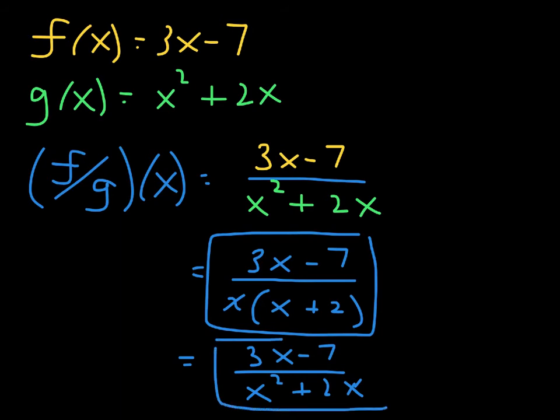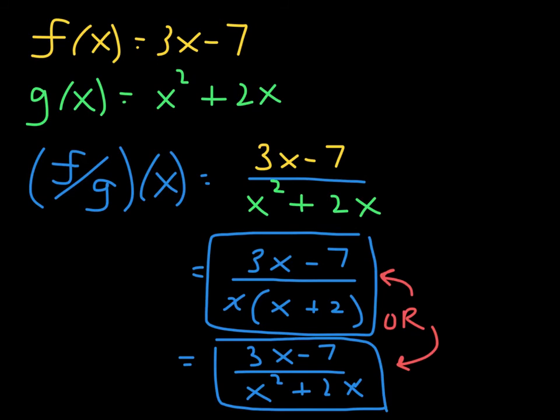We tried to factor that denominator, or, either one of these is fine. We factor the denominator only to see if there's a common factor between the numerator and denominator that we can divide out, and there's not. So this function, it is what it is. It's just 3x minus 7 over x squared plus 2x.